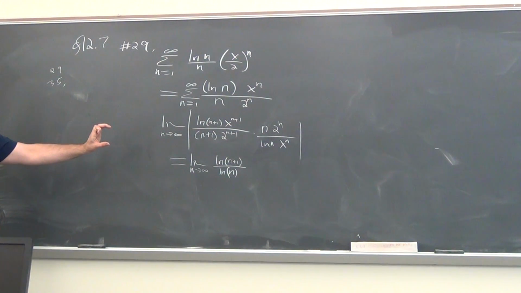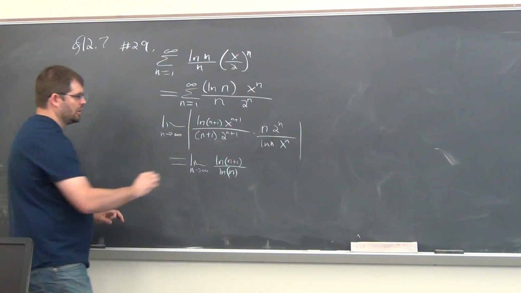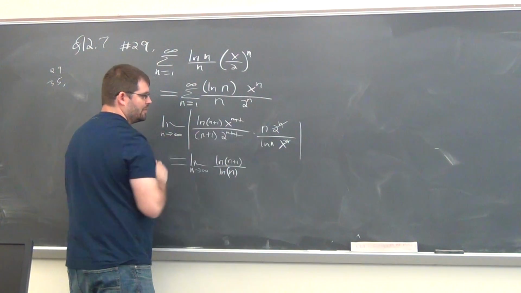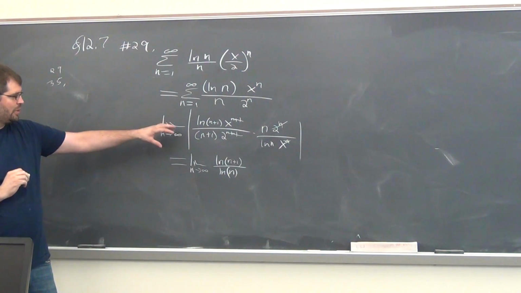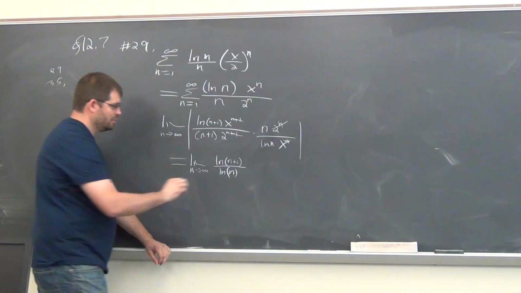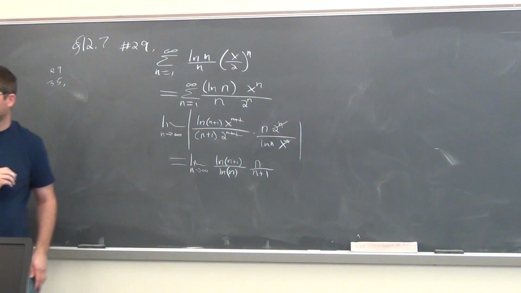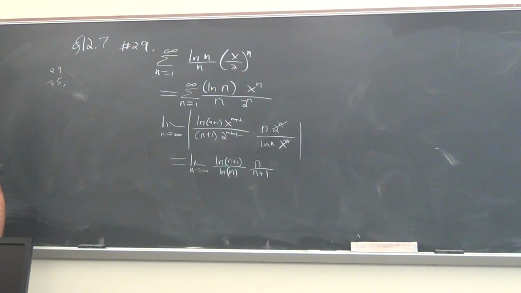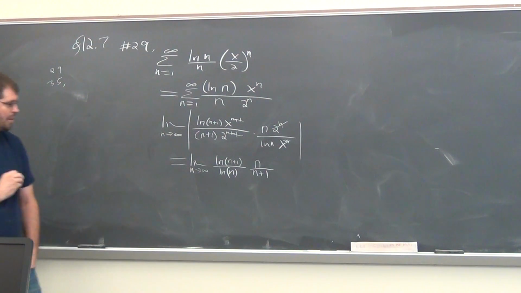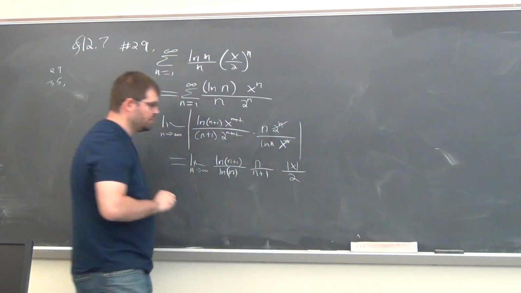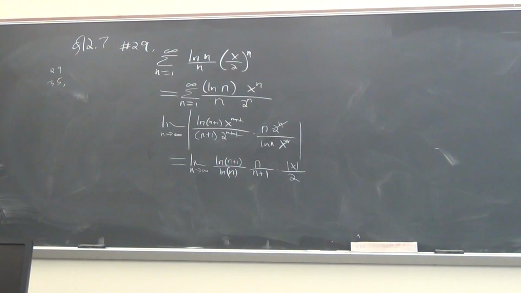That'll be what? So let's just do this. Canceling these, what's left with the n and the n plus 1 is just n over n plus 1. That makes sense? And then finally just absolute value of x over 2. So what does n over n plus 1 approach as n goes off to infinity?